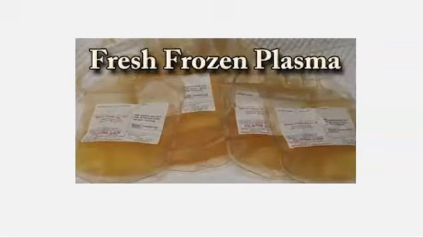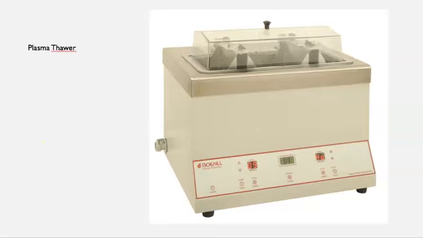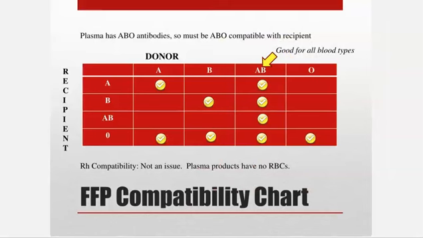Here's what a unit of FFP looks like, and these are actually thawed. They don't look like they're frozen. Here is that water bath that we use. This reservoir is filled with water. It's heated and kept at about 37°C. These little things come up, lift up out of the water bath, and you attach the unit to a little hook, and then it just gently lifts the unit up and down in that water bath until it thaws.